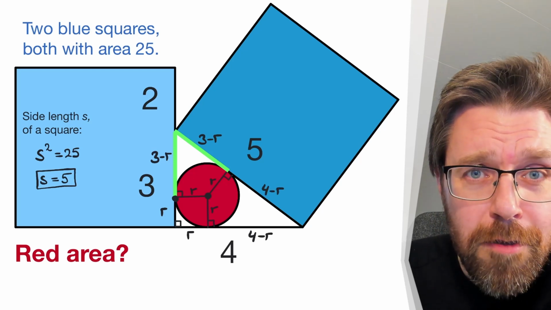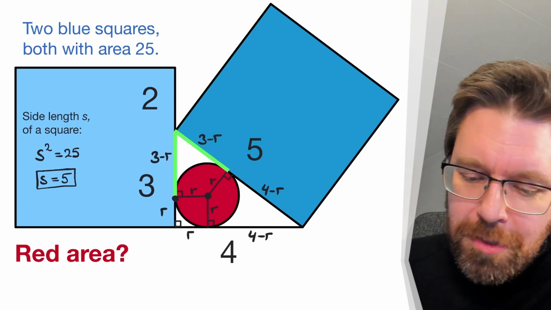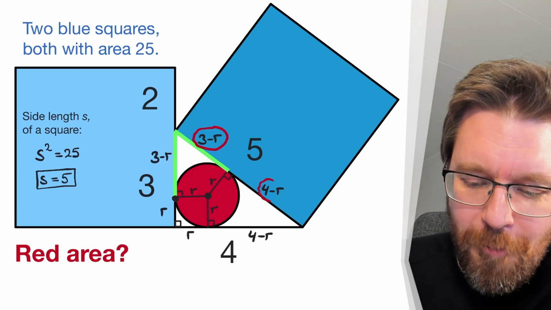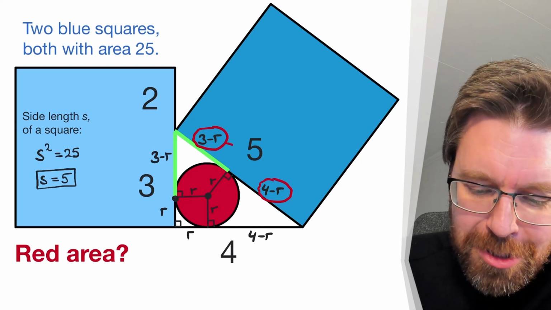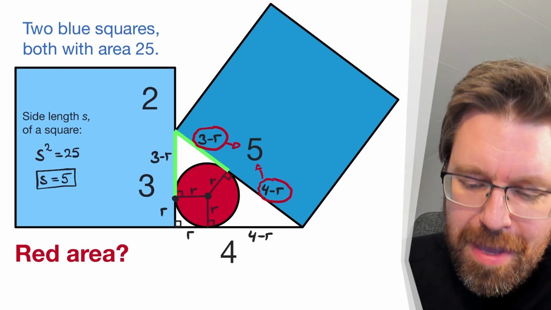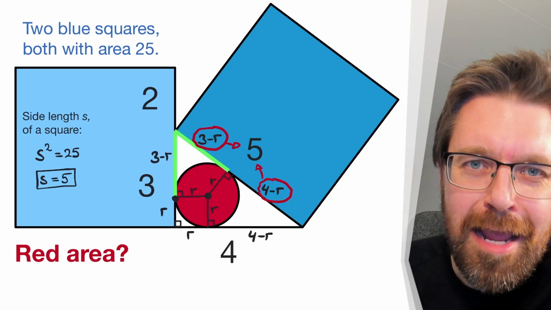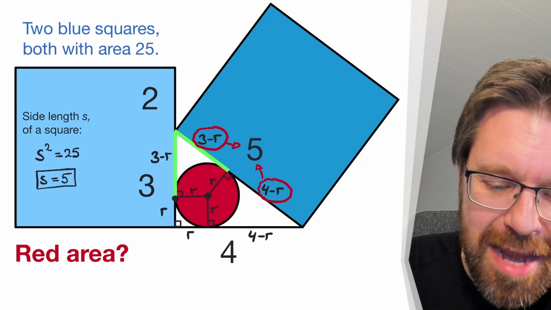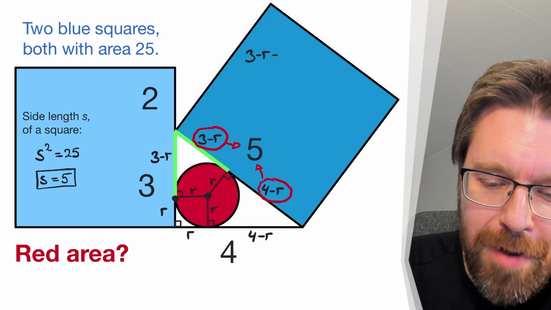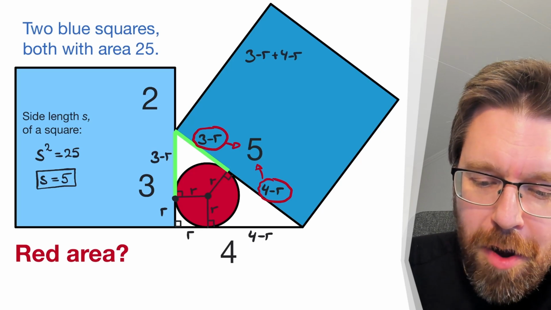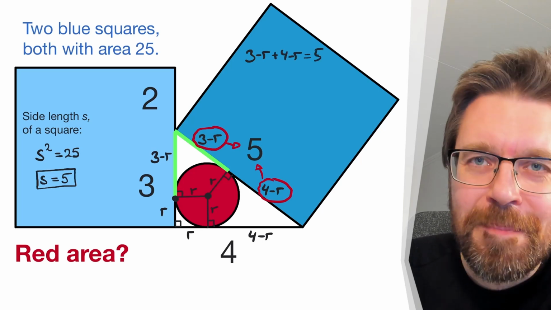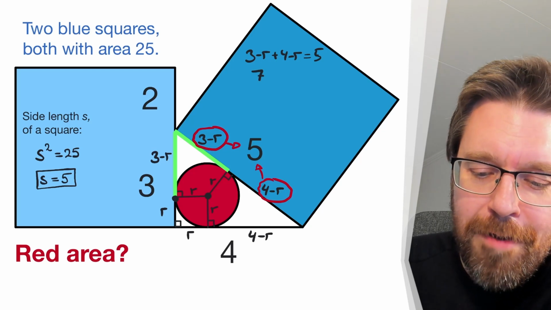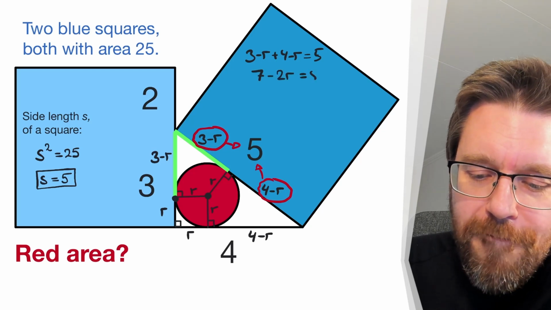And now we are almost there. Look at this one. 3 minus r and 4 minus r must together be equal to this side length 5. Okay, let's put this into an equation. 3 minus r plus 4 minus r equals 5. Then we have 3 plus 4 equals 7. So 7 minus 2r equals 5.